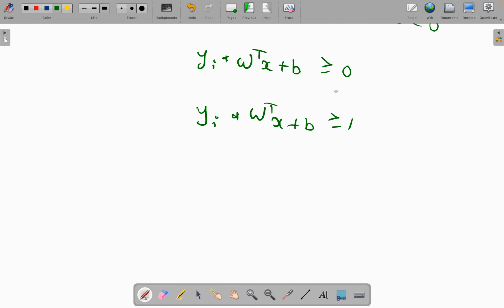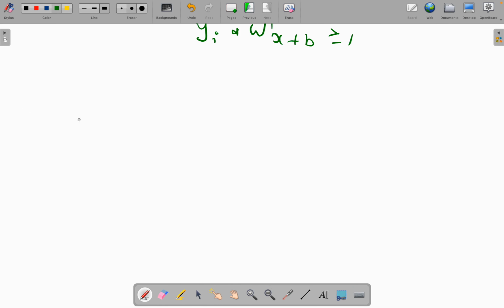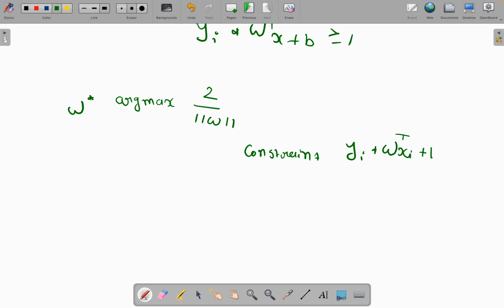So what problem is SVM solving? Let me write it this way. Find the best W where we maximize, let's say we are doing argmax of 2 by norm of W, and there is one constraint: yi into W transpose xi plus B should be greater or equal 1, right? So this is the main motive or optimization problem for SVM, right?